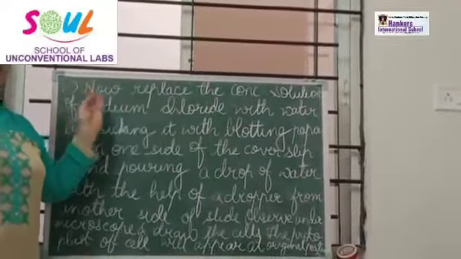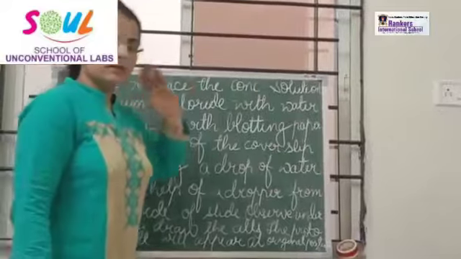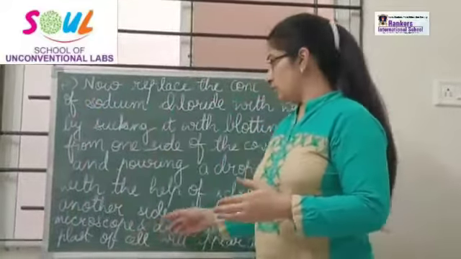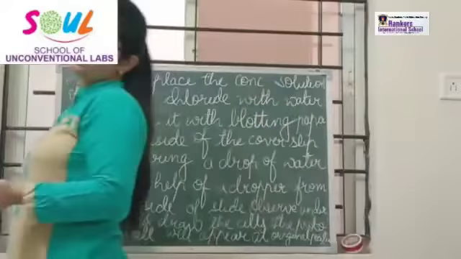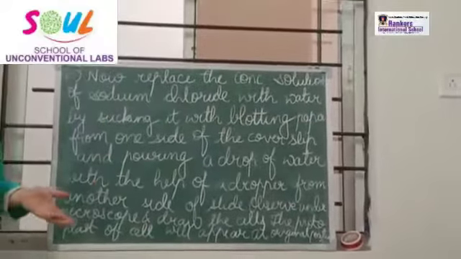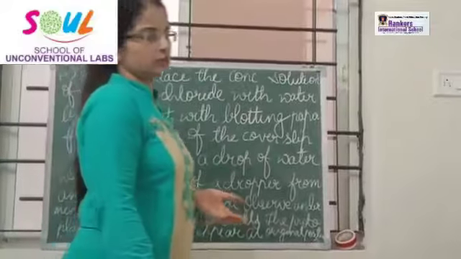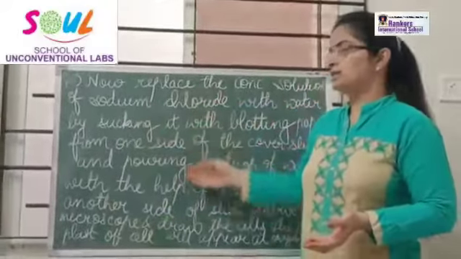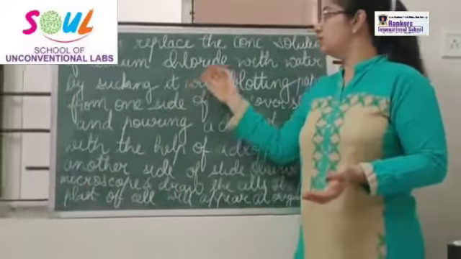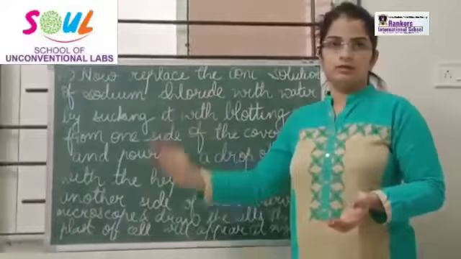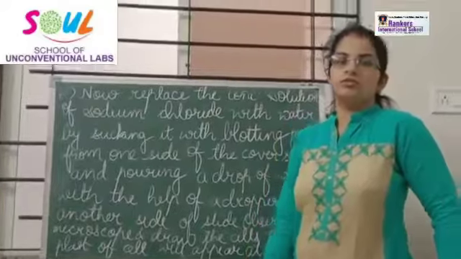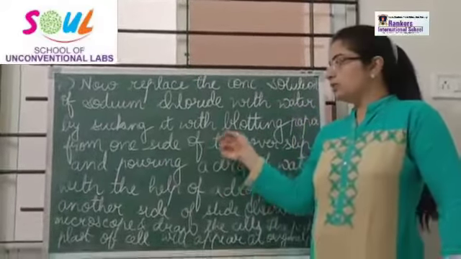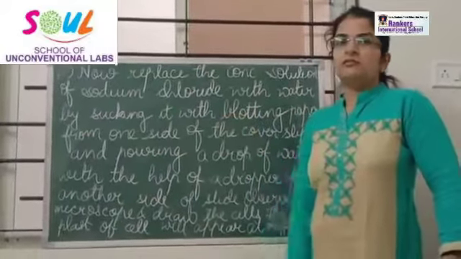Repeat all the steps that we did with the dilute and concentrated solutions of sodium chloride with potassium chloride also, using the dilute potassium chloride and the concentrated potassium chloride. Means you have to do it with the potassium chloride solution also, and observe both experiments under the microscope.